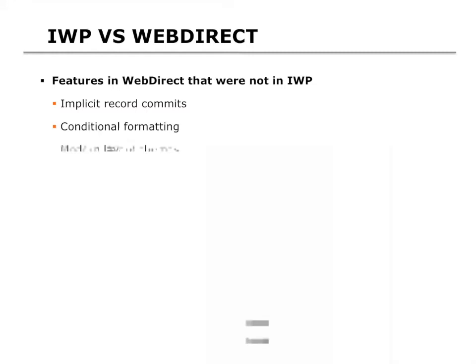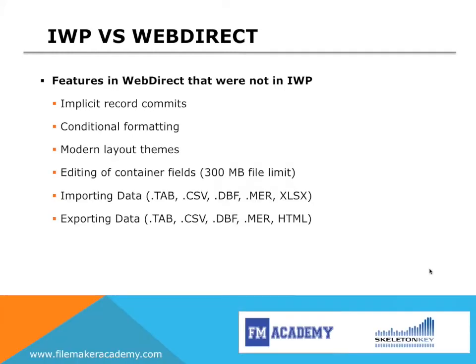Now they have put some reasonable limitations on this. You'll notice that there's a 300 meg file limit to what you can upload into those containers through WebDirect, which is much smaller than what we would have through a standard FileMaker Pro client, but more than sufficient for most uses. We also have the ability to import data in tab, CSV, DBF, merge, or XLSX format, and we can export data from our solution in tab, CSV, DBF, merge, and HTML formats.